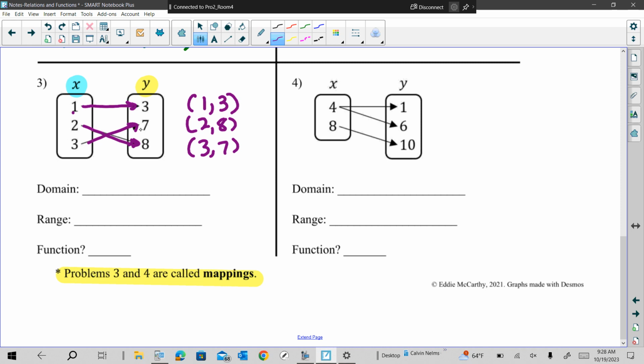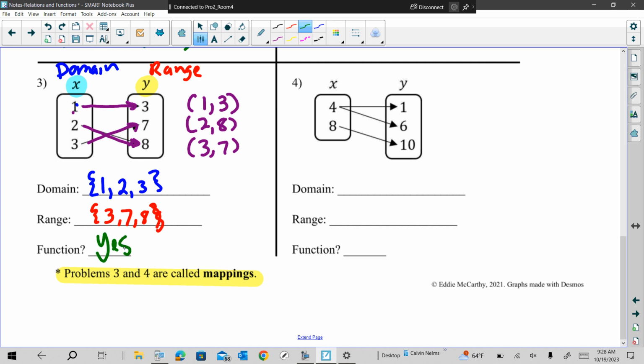So your domain, remember, these x values are your domain, you would just list 1, 2, and 3. Your y's are the range values: 3, 7, and 8. Oops, that's supposed to be a brace. Would this be a function? Yes. No x repeats. That's correct. Good.